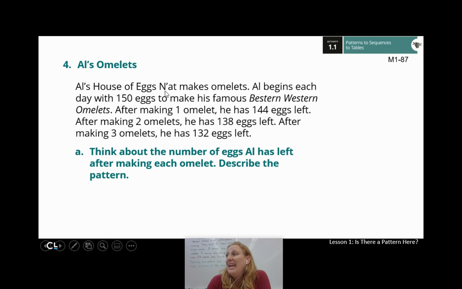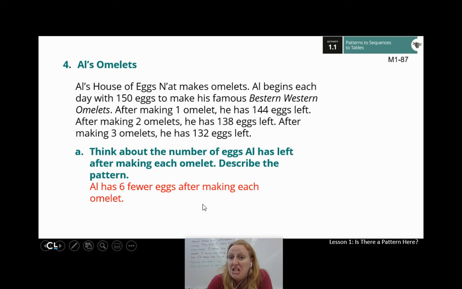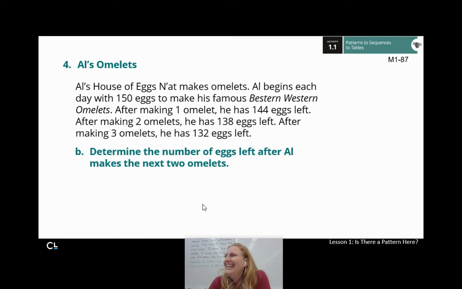So Al's house of eggs makes omelets. I like omelets. Al begins each day with 150 eggs to make his famous Best Western omelets. After making 1 omelet, he has 144 eggs left. After making 2 omelets, he has 138 eggs left. After making 3 omelets, he has 132 eggs left. So it looks like the pattern is that Al has 6 fewer eggs after making each omelet. Those are big omelets. It's like 6 eggs in an omelet. That's amazing. I bet they're really good.